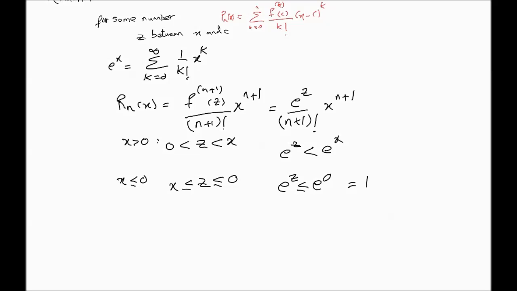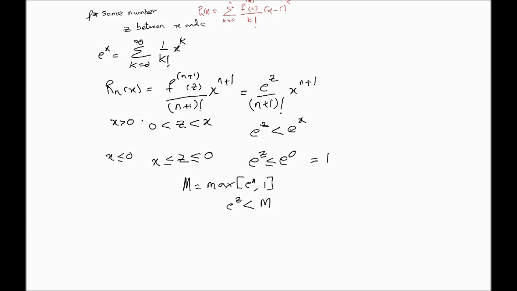So if we define some number, say m, which is the maximum of these two, e^x and 1, for the sake of argument, so it's the maximum value between either e^x or 1, whatever x might be, then for any x, any n, clearly e^z would be bounded above by m, because it's the largest value that we're choosing. m is the maximum of e^x or 1, whichever is the larger of the two. And clearly e^z would be less than that. That's clear. We now have a bound for our remainder.